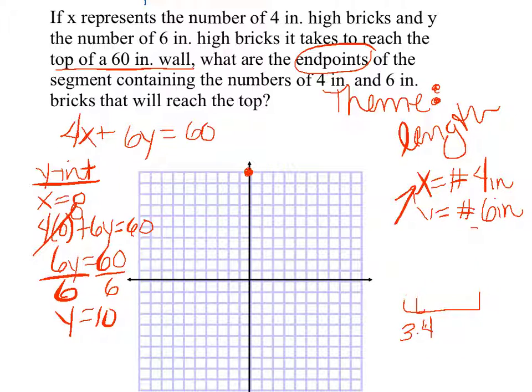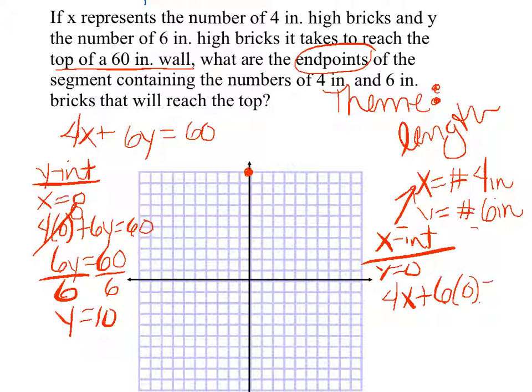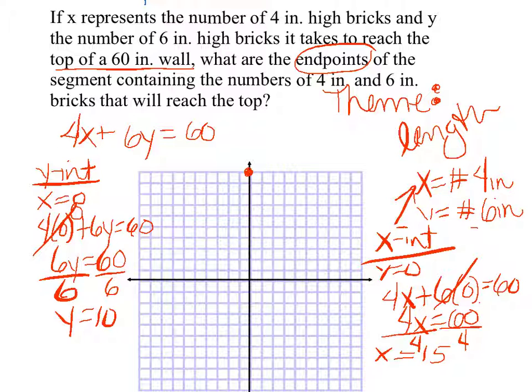For my x-intercept, remember for the x-intercept, y equals 0. So I plug in 0 for y. 6 times 0 is 0, so I get 4x equals 60. Divide by 4, so then x equals 15. Okay, so that goes off a little bit here. There goes 10, 11, 12, 13, 14, 15. There's my point right there. The graph would look something like this.